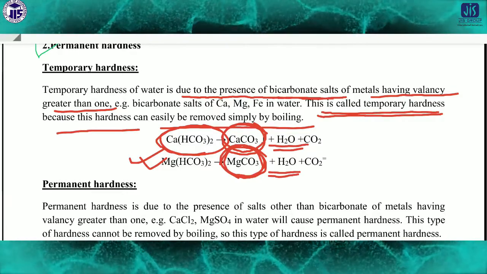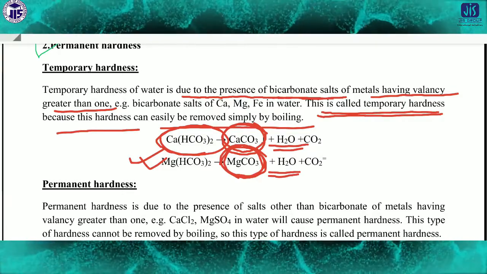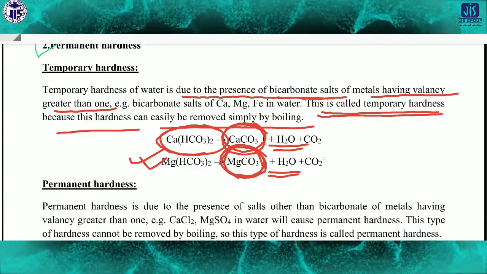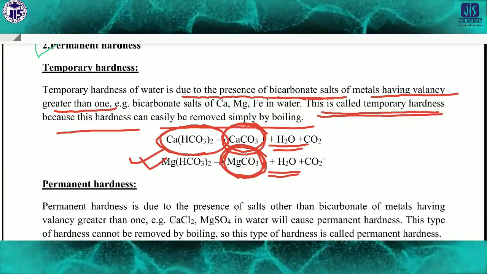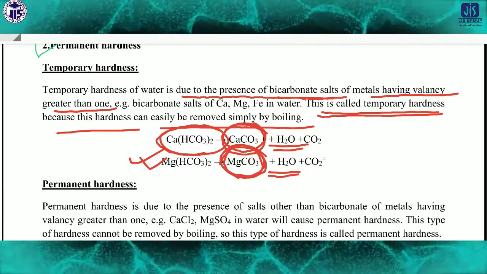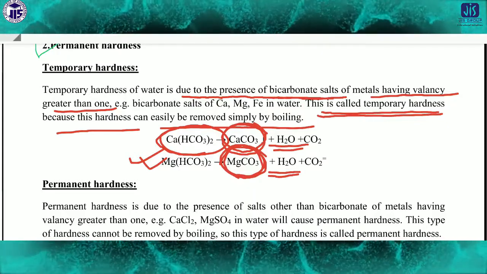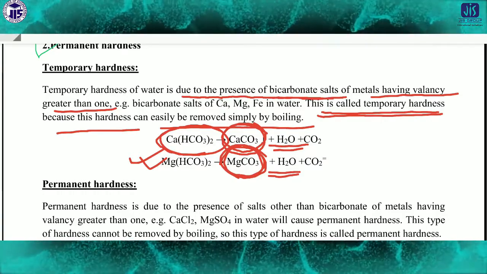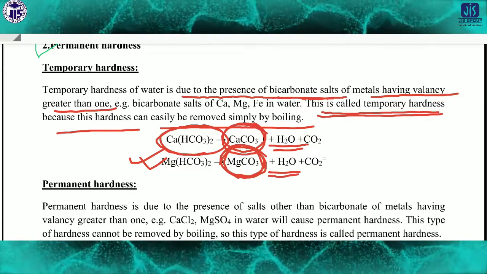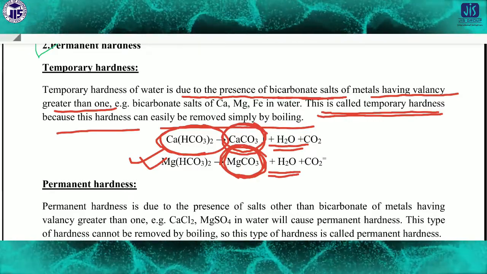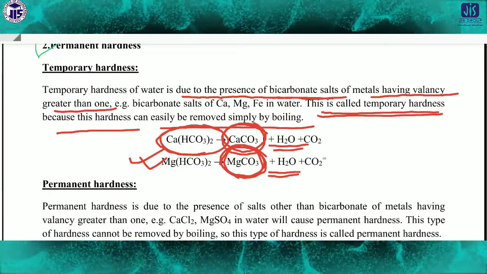And why is it called temporary hardness? It is called temporary hardness because we can remove this kind of hardness very easily, simply by boiling. If we remove this hardness by simply boiling, how is it possible? Because calcium carbonate and magnesium carbonate, these two salts, can be precipitated out if you boil the temporary hard water.